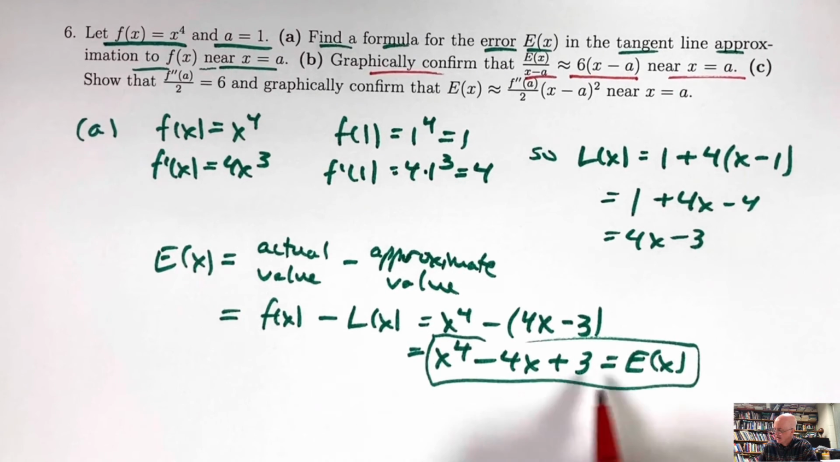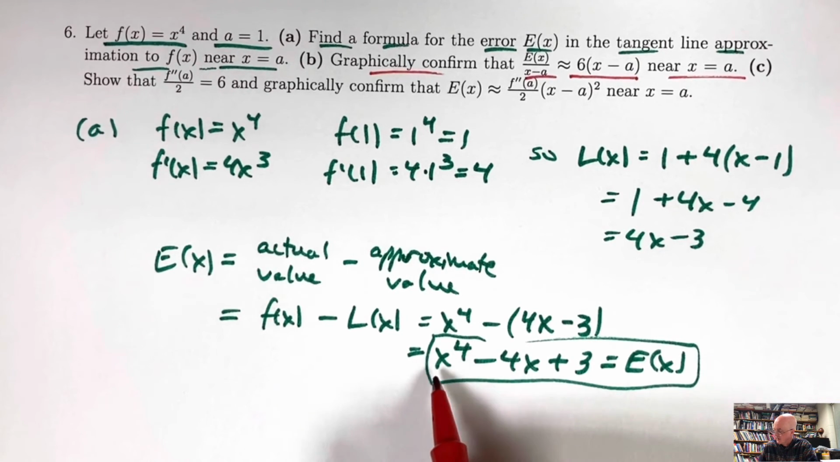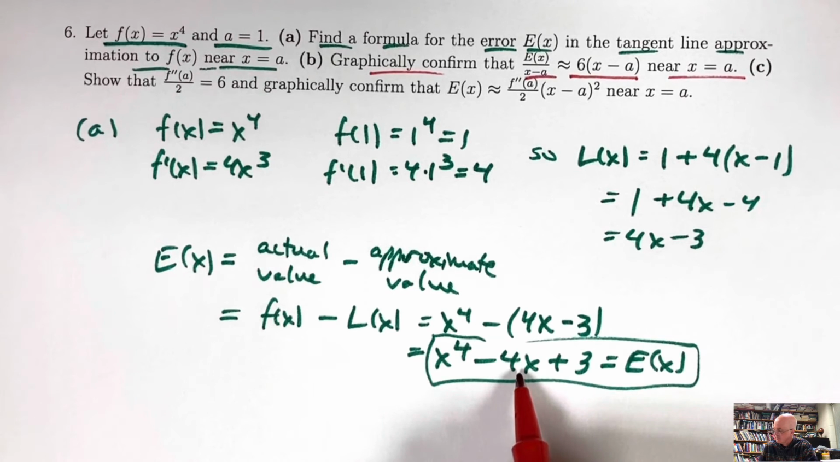Certainly there's the error function for this linear approximation at a equals 1. Certainly the value of this function is 0 when x is 1. 1 to the fourth minus 4 times 1 plus 3 is 1 minus 4, which is negative 3, plus 3 is 0. But I claim even more.